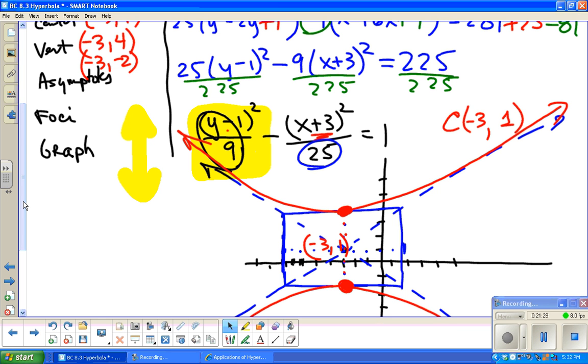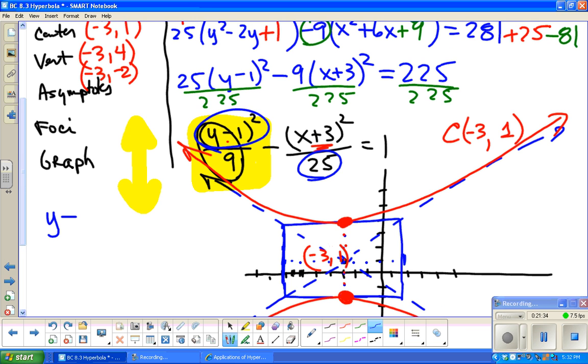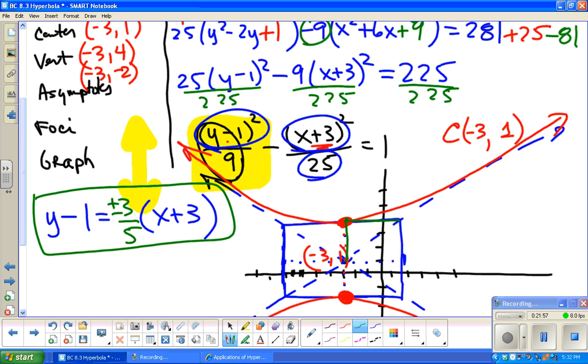All right, so let's do the asymptotes. Now, the cool thing about this is, again, it's going to follow y minus, well, it's whatever is right here. It's y minus 1 equals x plus 3 over here. And the only catch is I need a slope. And remember, slope is rise over run. So it rose 3, and it ran 5, and it went both up and down. So those are the asymptotes.